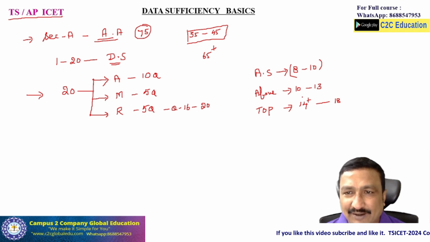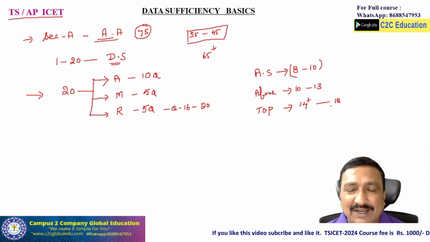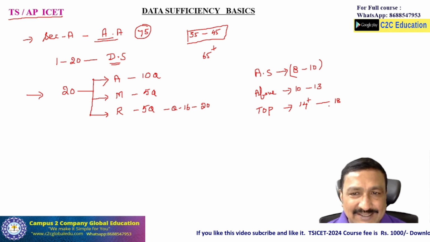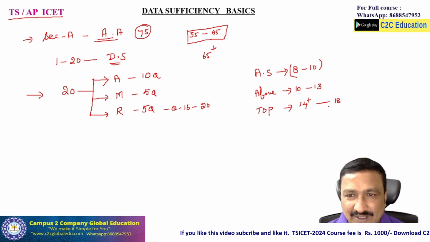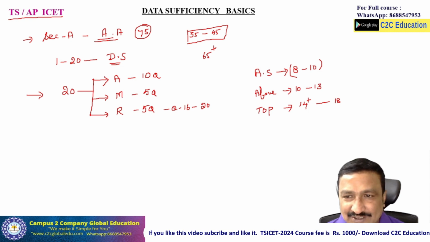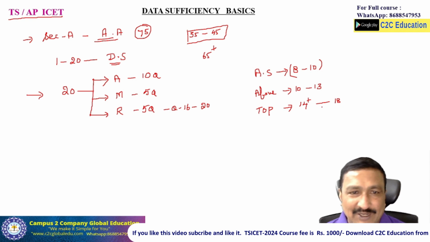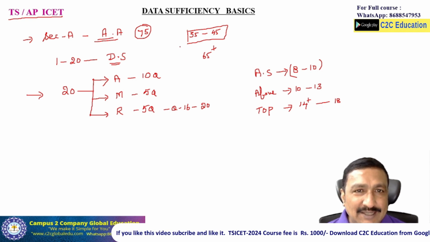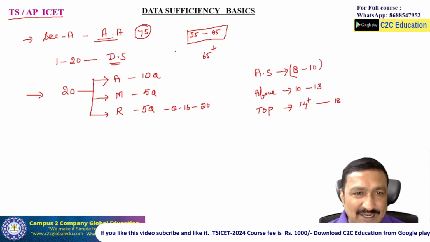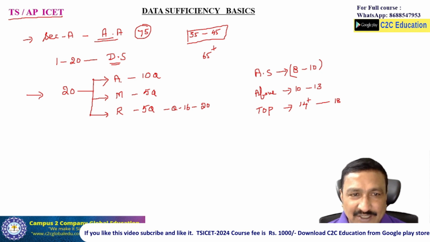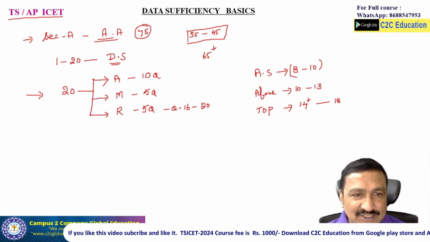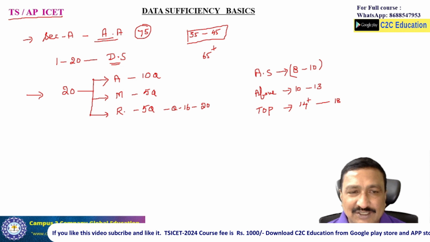Okay, now students, we have to decide how much score you want. Do you want 8 to 10, or 10 to 13, or 14 to 18? If you score 14 to 18 in data sufficiency, you can definitely get a very good rank in TSICET or APICET. How can we get a good rank if we score 14 to 18 in data sufficiency? That is very important. If you want to answer data sufficiency questions perfectly, we should have good knowledge of arithmetic, mathematics and reasoning.